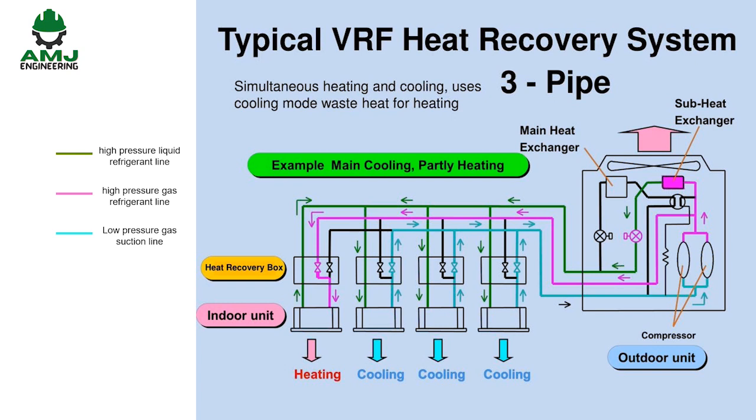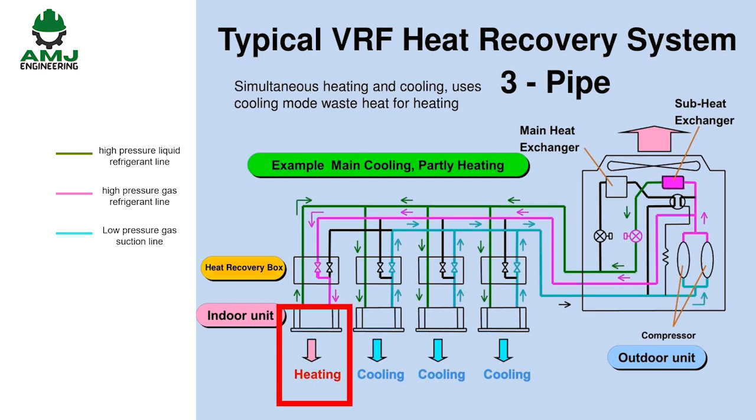In this system, each outdoor air-cooled condenser is connected via three pipes to an indoor heat recovery unit: a high-pressure gas refrigerant line for heating, a high-pressure liquid refrigerant line for cooling, and a low-pressure gas suction line for return to the outdoor unit. Each indoor heat recovery unit works together with the indoor terminal units and respective thermostats in each zone to determine if they require heating or cooling.